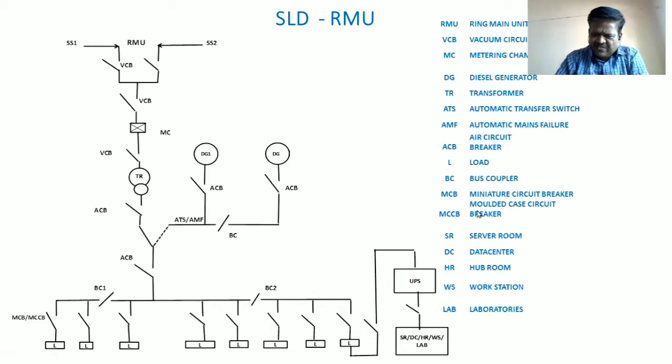And on this side we have given some abbreviations and their meanings. Normally we use RMU, ring main unit, VCB, vacuum circuit breaker, MC, metering chamber, DG, diesel generator. These are the common terms. Almost every day we are going to use these.